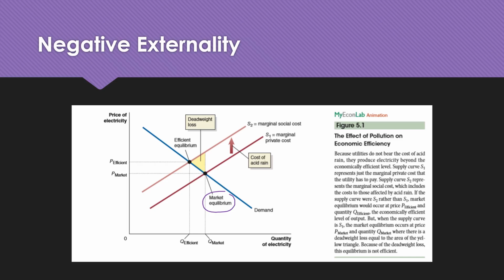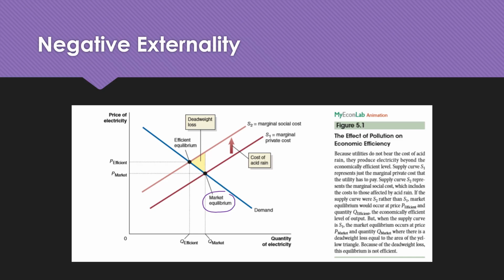So really, in the market equilibrium, it's the private cost that is being measured by the supply curve. But unfortunately, because of the production of electricity in this example, it's polluting the atmosphere and creating acid rain, which is going to affect water, it's going to damage buildings, and there's going to be a cost associated with that damage.